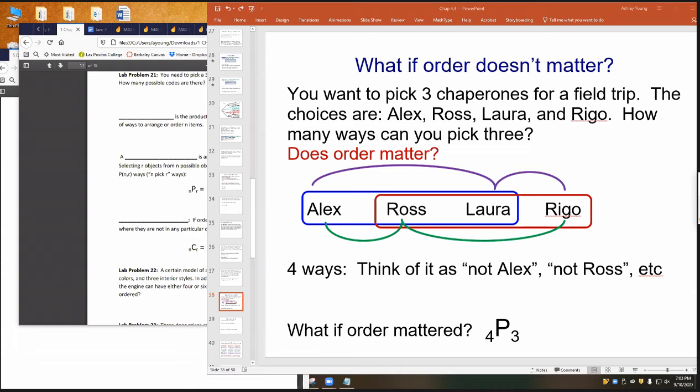What if order doesn't matter? You want to pick 3 chaperones for a field trip. The choices are Alex, Ross, Laura, and Rigo. How many ways can you pick 3? Does order matter? Right. 4 ways.